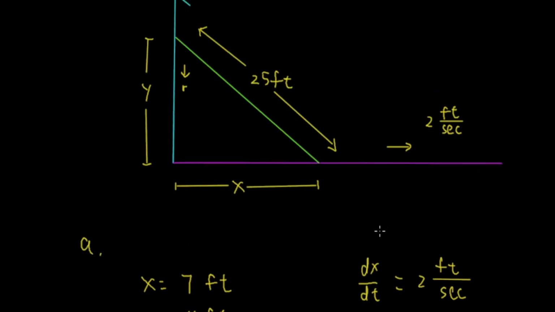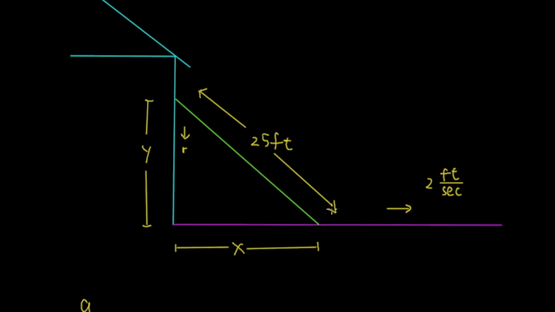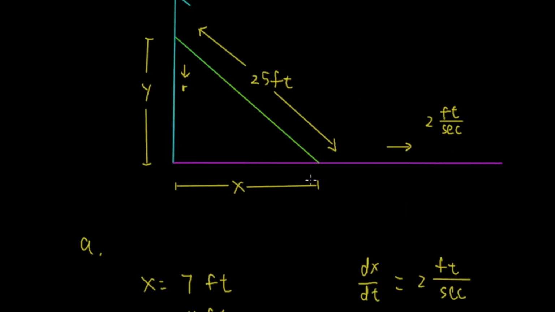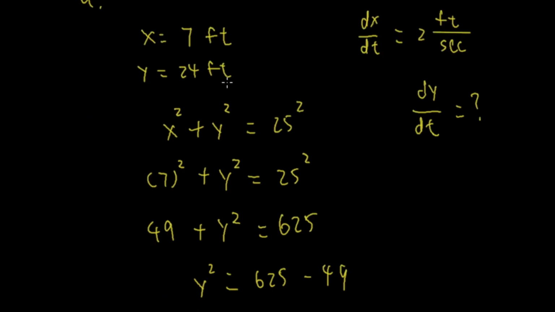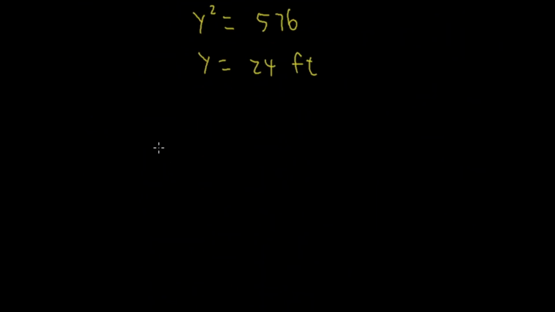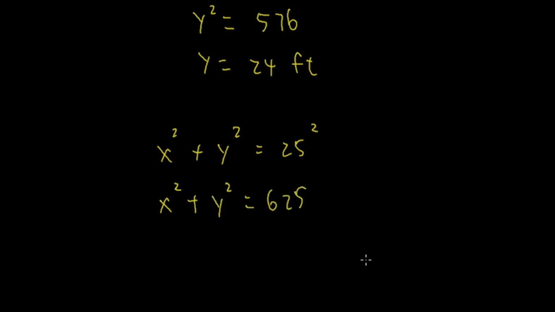Now, this is a right triangle. The best way to set up an equation is to use the Pythagorean theorem, which is this one here. X squared plus y squared equals 25 squared. Now, let's write this as a number. X squared plus y squared equals 625. Okay. What do you do next?